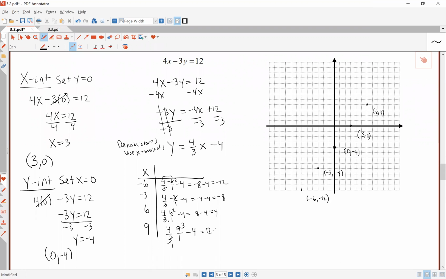And all those points lie on the same line, so we connect our dots using a straight edge. And there's our line. So plotting using intercepts is an efficient technique, and the intercepts are very important points on the graph.